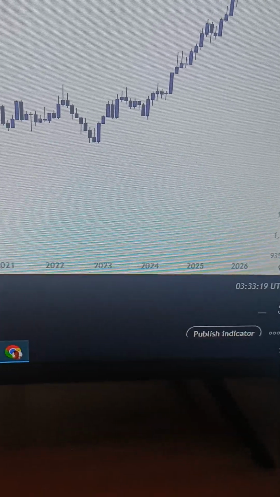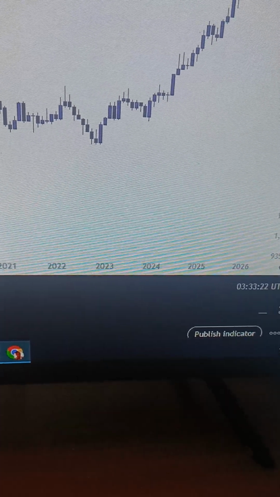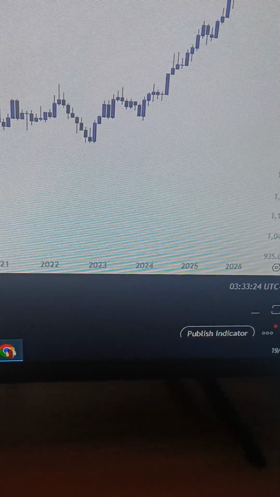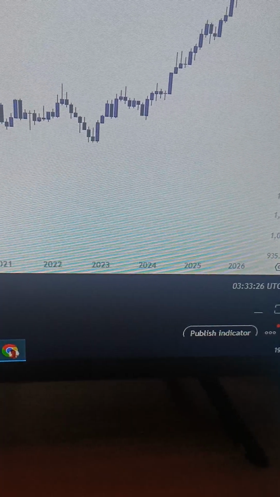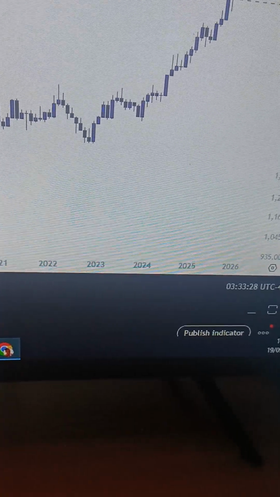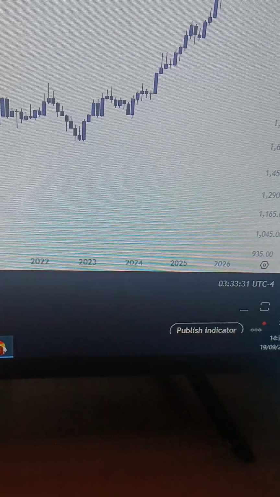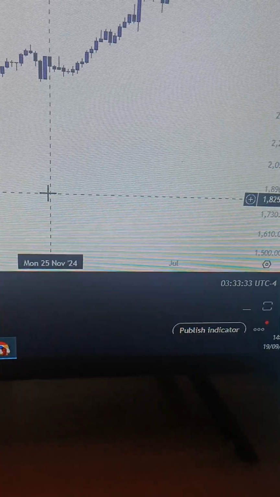If you have a setup in 4 hours, you're going to look at it in 15 minutes. If you have a setup in 1 hour, you're going to observe it in 5 minutes. So this is what I mean. Let's go to weekly. Weekly, at least there's something, I think.